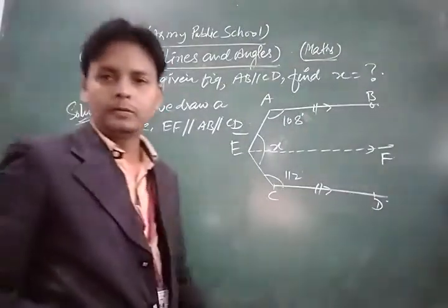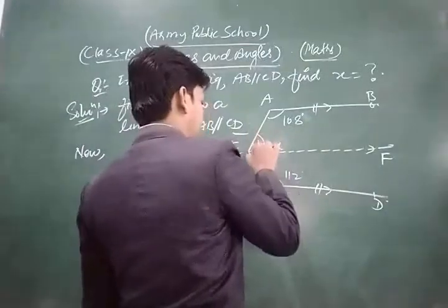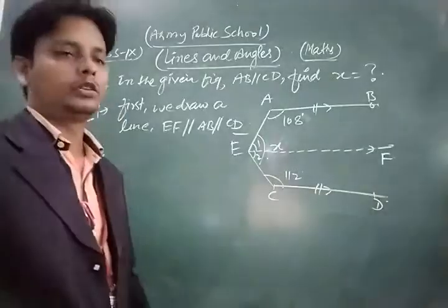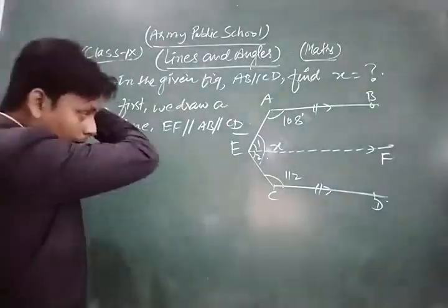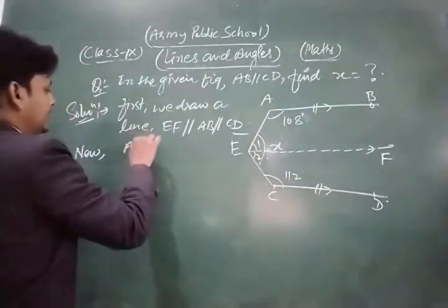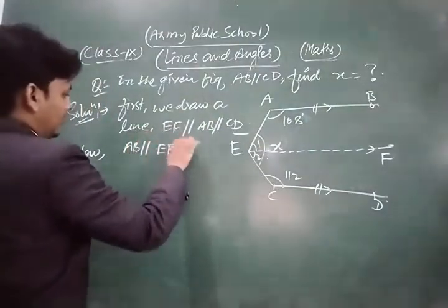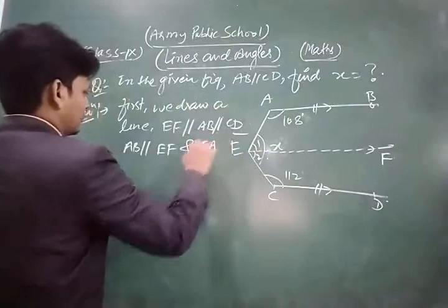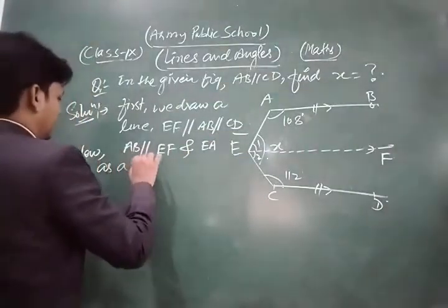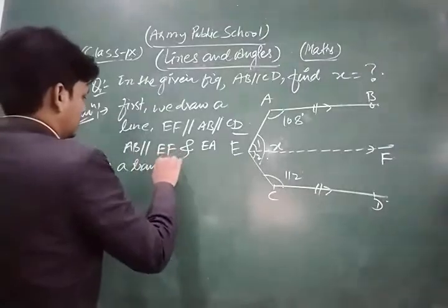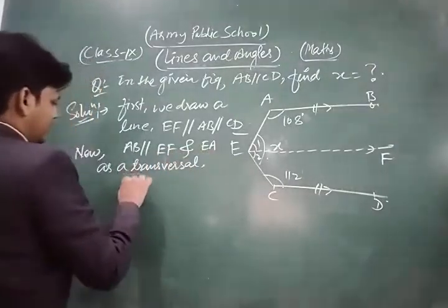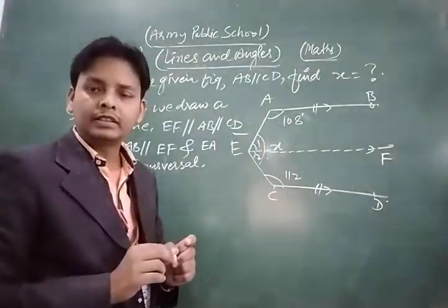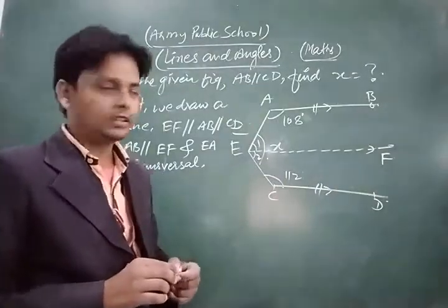Now, first of all, we take this as angle 1 and this as angle 2 respectively. Now look. We take AB parallel to EF and EA as a transversal. That is, if EA is a transversal, then angle 1 and angle 108 form a co-interior angle, consecutive interior angle.